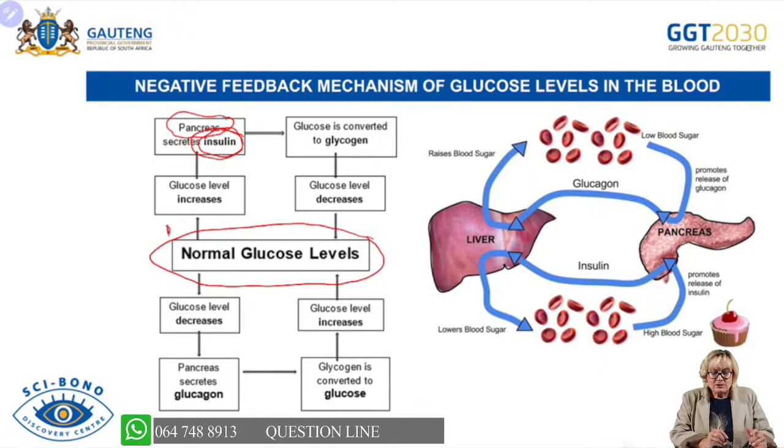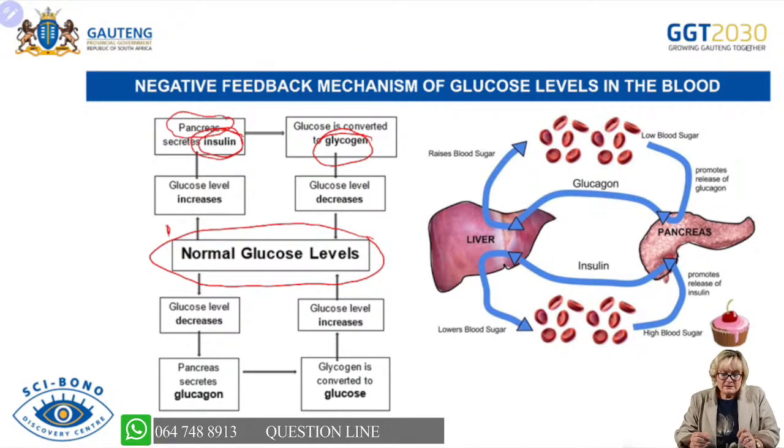So insulin actually does two things. First of all, insulin stimulates the cells to take up this excess glucose, and then if there is too much glucose, the glucose is converted to glycogen. And where does this happen? It happens in our liver. So you must know the organ. And then the glucose levels will decrease because you're taking the glucose out of the blood.